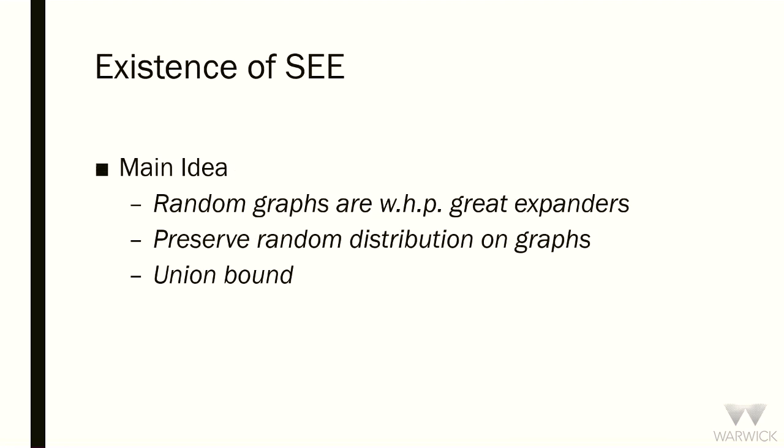So let's start with the existence proof. It's simple. Here are the main ideas. Random graphs are with high probability great expanders. The only thing we need to do is to preserve the random distribution on random graphs, but without replacing the whole graph in each step. And then we can just take the union bound and get their existence. When I say a random graph, I'm thinking about a union of uniformly sampled perfect matchings.